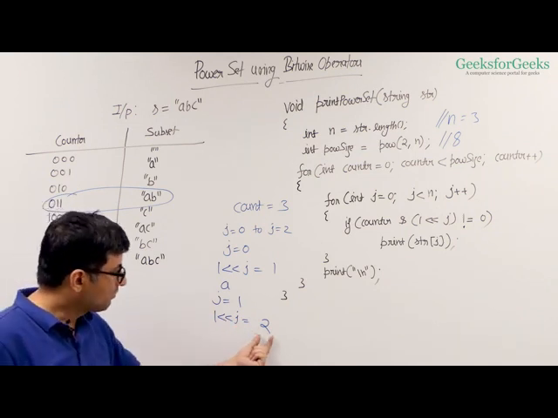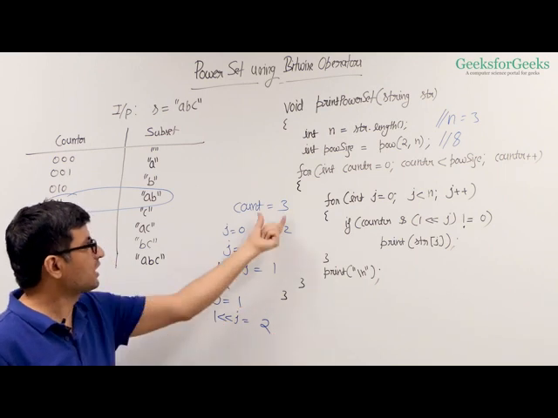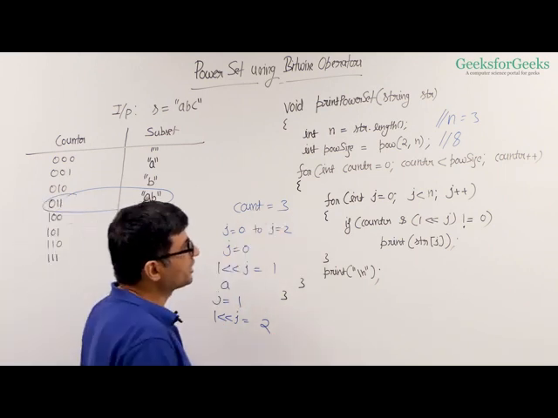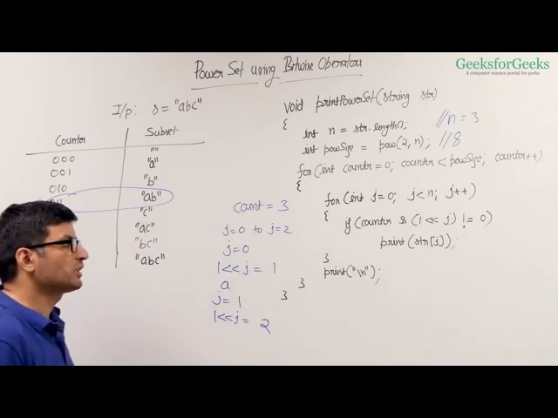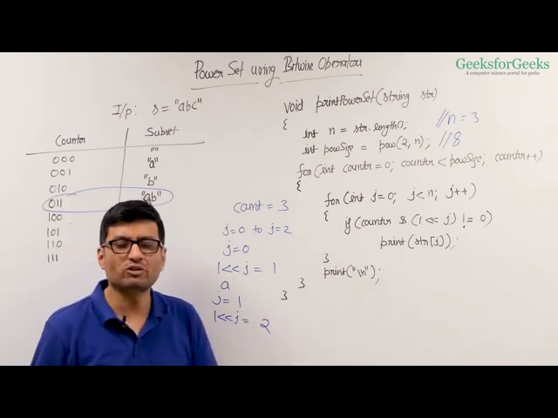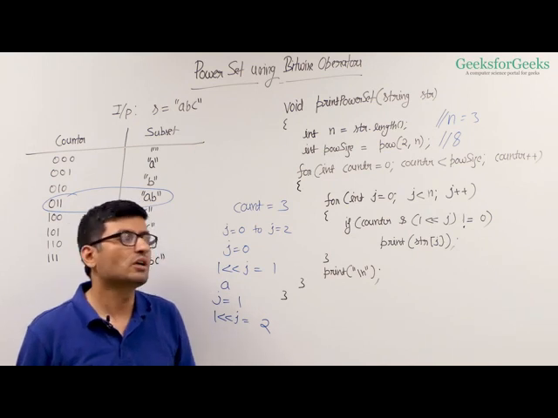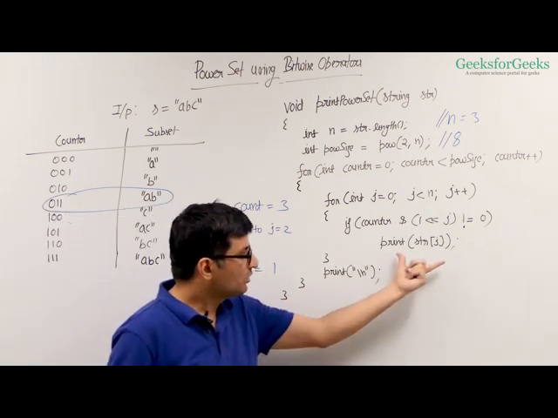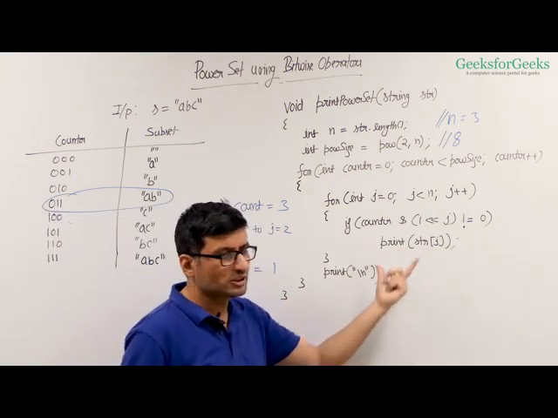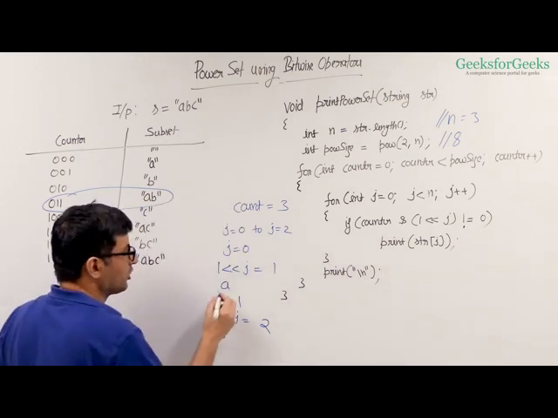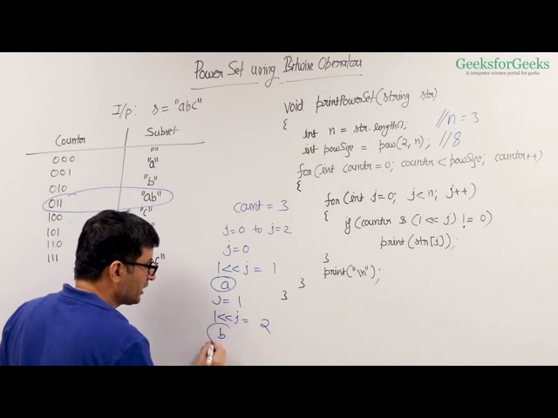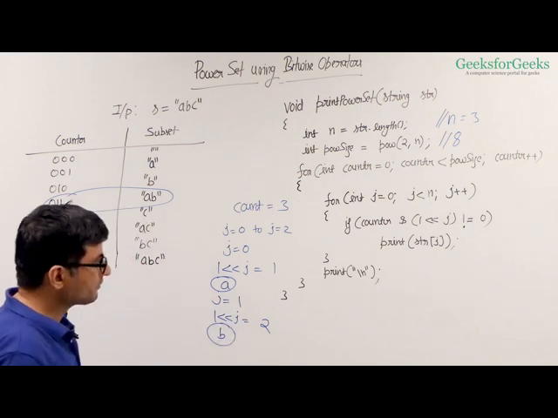Now we do bitwise AND of 2 with our counter, and the counter is 3. So 3 and 2, if you do bitwise AND of these two numbers, you are going to get a non-zero value. Basically, you are going to get the output as 2. So you print the jth character of the string. So you print B on the screen. So you have printed A already, now you are printing B after A.